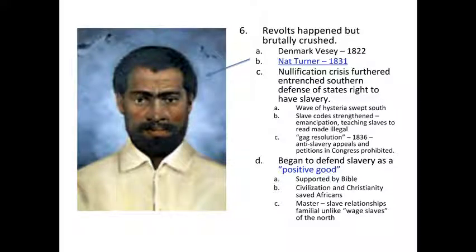So like I said with Nat Turner, they started using the Bible to support slavery. And the civilization and Christianity saved Africans, made them civilized. Christianity civilized the slaves, and that they obey their master, they will get into heaven and they will be seen as good by God. So again, these relationships were like family. Unlike wage slaves of the North or people who were servants who made money, you're my slave, but you're also part of my family. And using that and being subservient to me and obeying me is like obeying God. So they really try to use the Bible to support what they were doing as well.